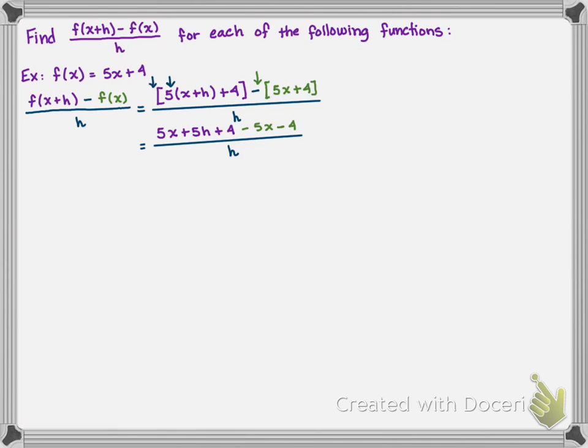And then, like I said, these things always end up working out really nicely. Because of that, you can check along the way to make sure you didn't make any mistakes. If you distributed everything correctly, when you get to this point, everything that doesn't contain an h should add to 0. So we have 5x minus 5x is 0, and 4 minus 4 is 0. And the only thing that's left is terms that contain an h.